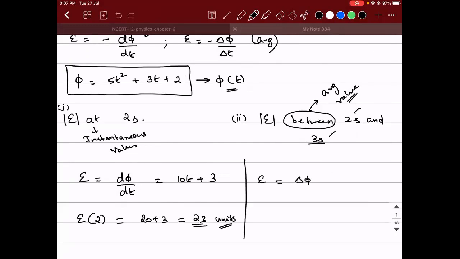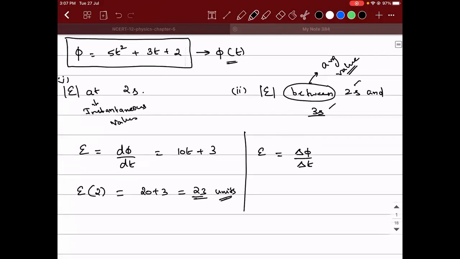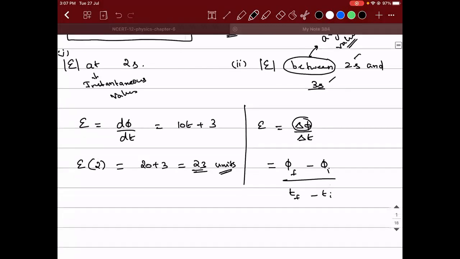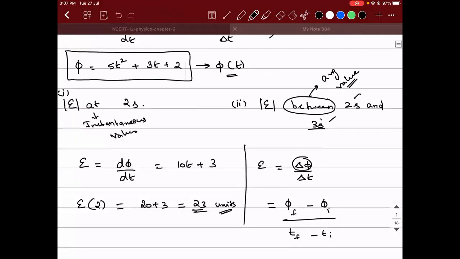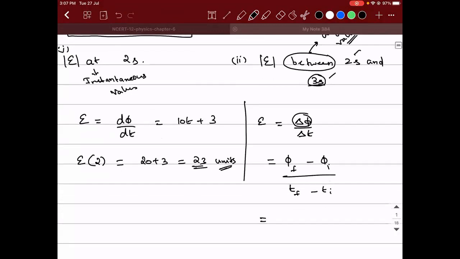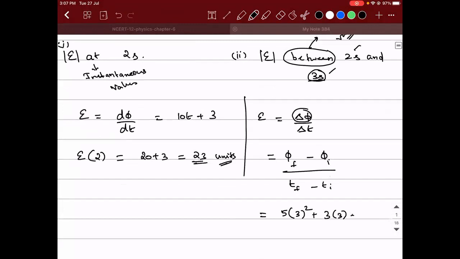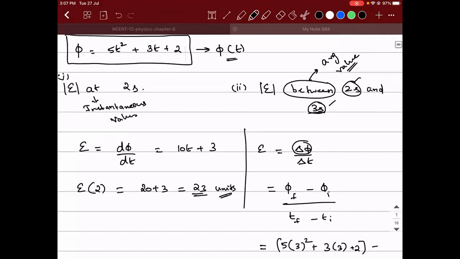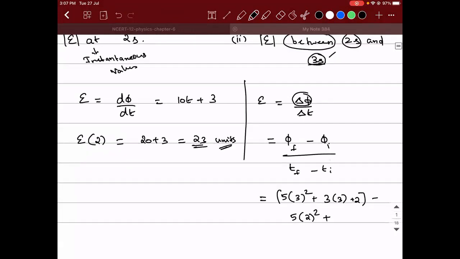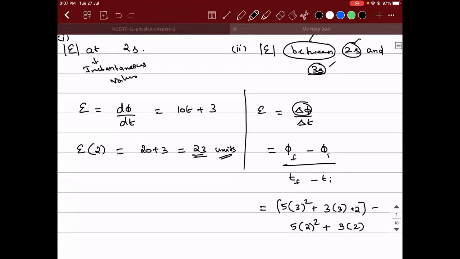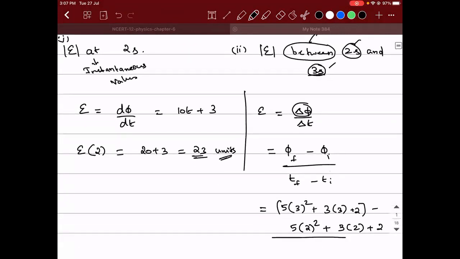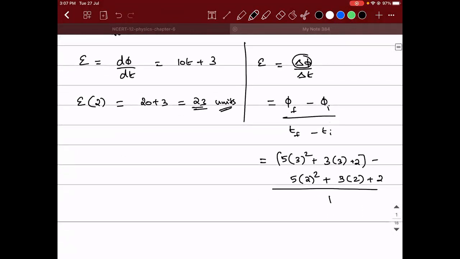So E is equal to delta phi divided by delta t. Right? If I want delta phi, I will calculate the final value minus initial value, divided by the final time minus initial time. So what is the final value? The final value will happen at 3 seconds. So it is 5 into 3 square plus 3 into 3 plus 2 minus 5 into 2 square plus 3 into 2 plus 2, the whole divided by 1. Right? So what is going to be the value?